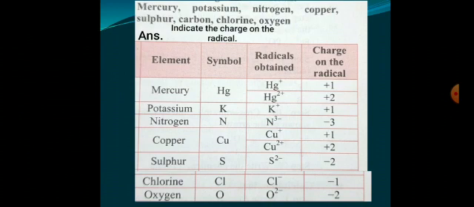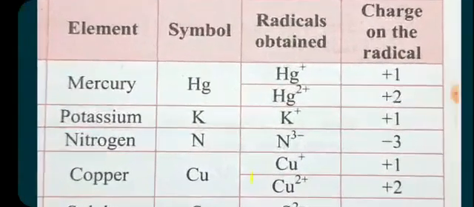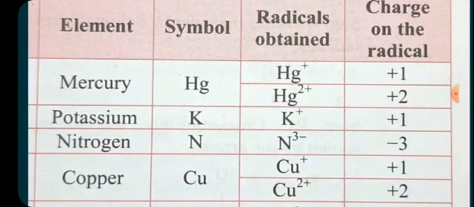On this slide, different elements are shown and their symbols are given here, the radicals obtained from them, and whatever charge is present on that radical is shown here. Let us start with mercury. Mercury has symbol Hg. Radicals obtained: Hg+ mercurous and Hg2+ mercuric. So on mercurous ion plus 1 charge is present, and on mercuric radical plus 2 charge is there. Potassium symbol is K, radical obtained is K+ and charge present on the radical is plus 1.